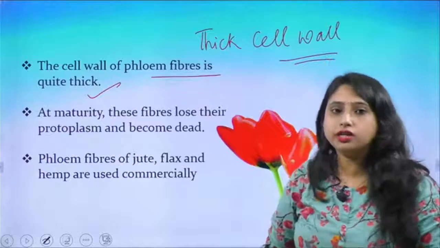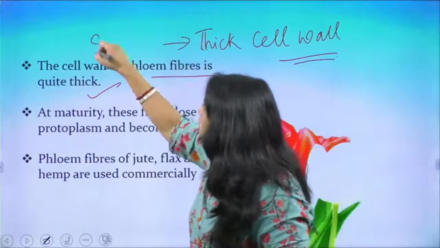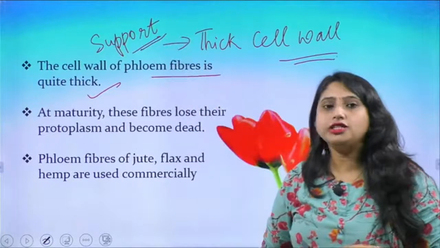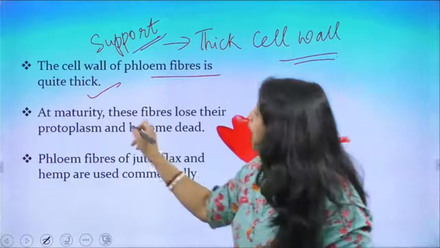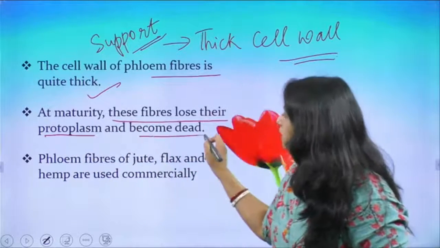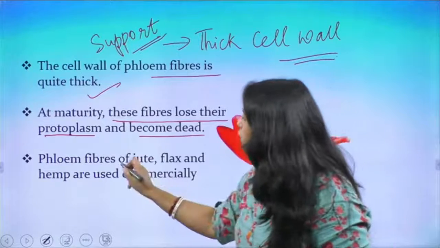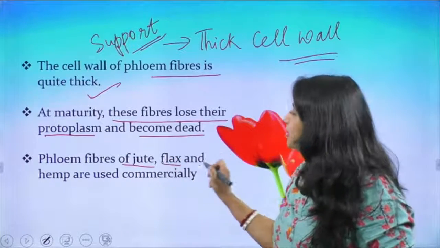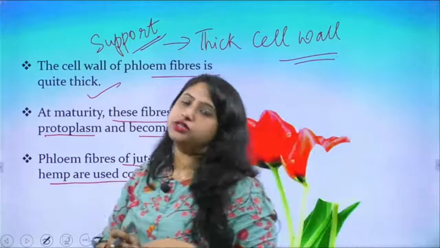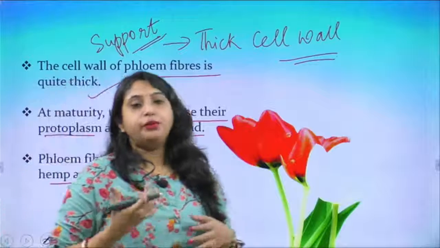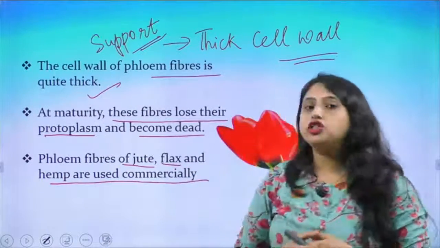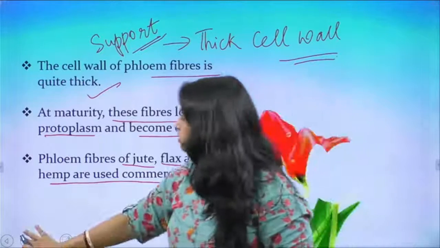They will always have thick cell wall because they need to provide support to the growing plant. If they have thin cell wall, they cannot provide support. At maturity, these fibers lose their protoplasm and become dead. And the phloem fibers of jute, flax and hemp are used commercially. So these phloem fibers are used for preparation of various products, okay, jute and flax, which are sold in the market. So this is all about it.